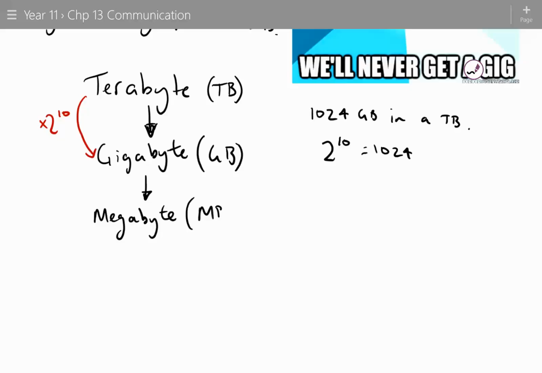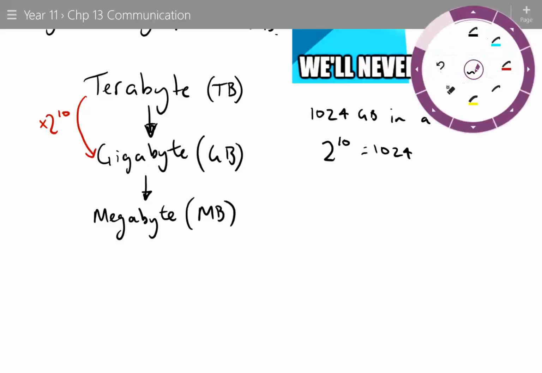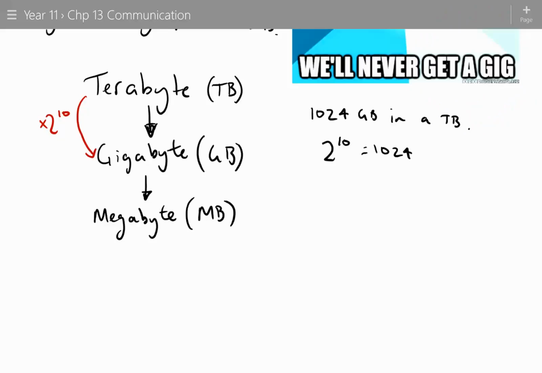Capital M, capital B, megabyte. Now, if I gave you a gigabyte and said convert to megabytes, we still multiply again by 2 to the power of 10. Because there's 1024 megabytes in a gigabyte. There's 1024 gigabytes in a terabyte.